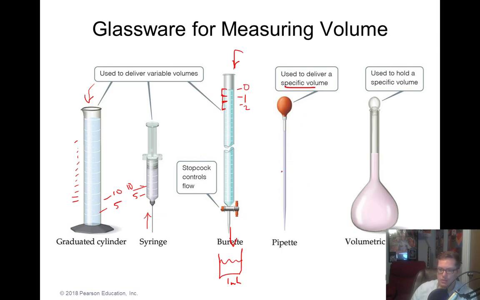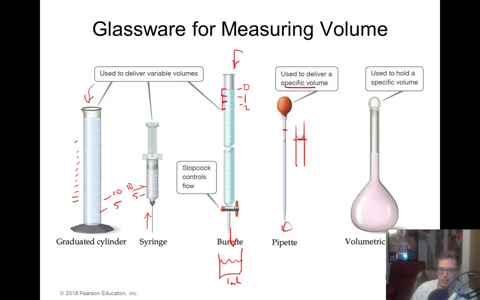Pipettes are long, skinny glass tubes, and somewhere along them, they'll have a laser etched line. On this one, the laser etched line is right there. So you put the end of it in solution, and you suck it up until you get your meniscus. Remember, the meniscus is the shape like this by your solution, and you want it to touch the laser etched line just like that.